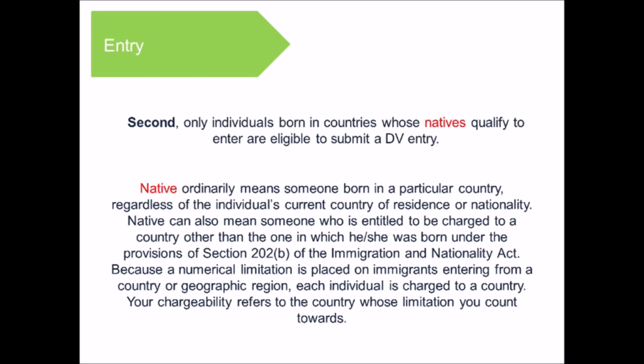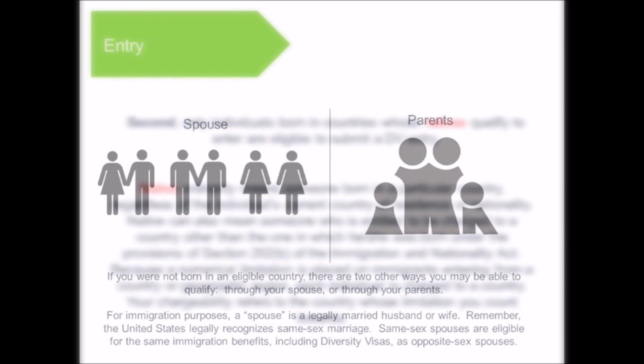Native can also mean someone who is entitled to be charged to a country other than the one in which he or she was born under the provisions of Section 202B of the Immigration and Nationality Act. Because a numerical limitation is placed on immigrants entering from a country or geographic region, each individual is charged to a country. Your chargeability refers to the country whose limitation you count towards.